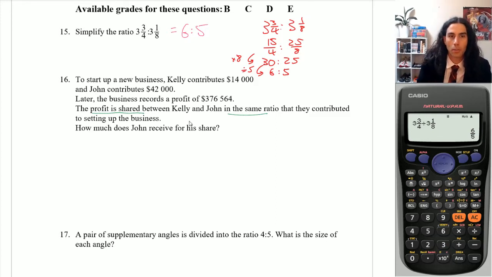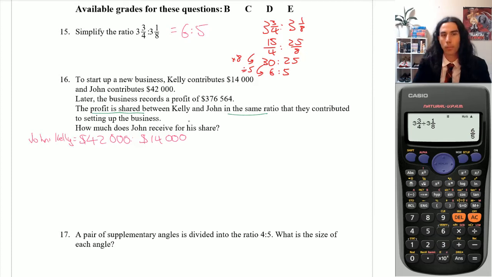So what we're going to do is simplify 42,000 to 14,000, and that's John to Kelly. I'm going to do that on the calculator. 42 to 14, it's 3 to 1. If it's 3 in the calculator, that means it's 3 to 1. So John gets 3 times as much as Kelly. So it's one of those questions we did before, splitting that in the ratio 3 to 1, except we only need John's amount.